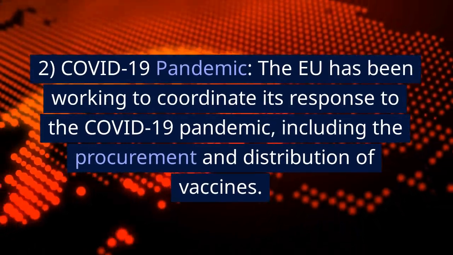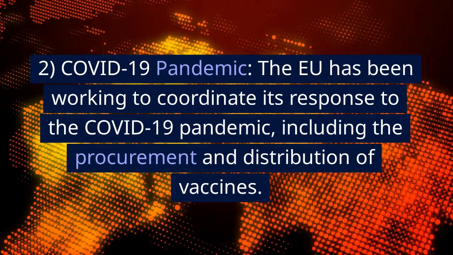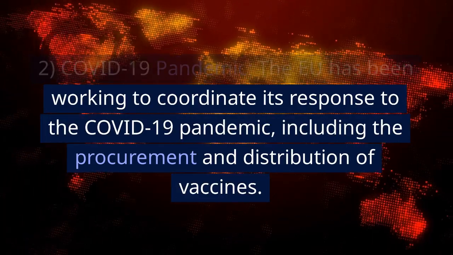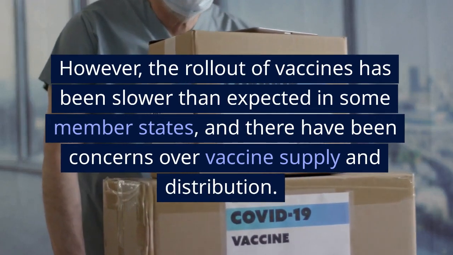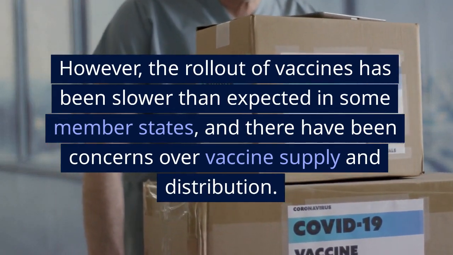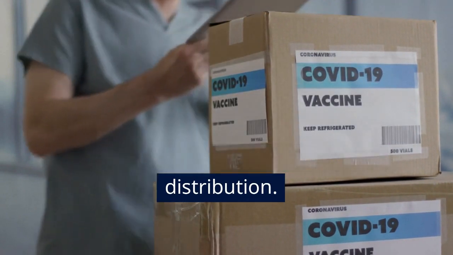2. COVID-19 pandemic. The EU has been working to coordinate its response to the COVID-19 pandemic, including the procurement and distribution of vaccines. However, the rollout of vaccines has been slower than expected in some member states, and there have been concerns over vaccine supply and distribution.